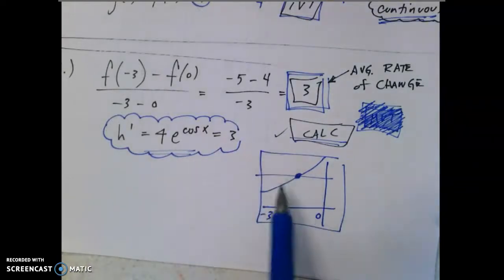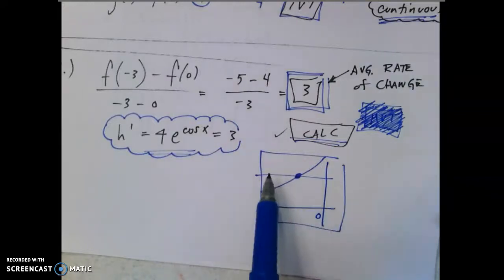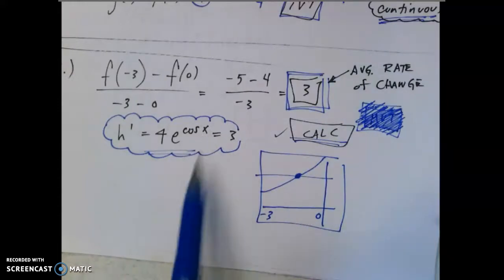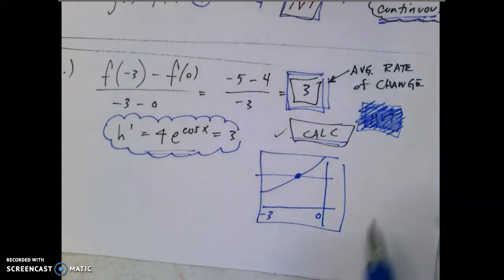If we wanted to solve it algebraically by hand, we would divide by 4, take the ln of both sides and do cosine inverse, but because we have our calculators available to us, we need to know that we just do that. All right, it comes up to -1.8 something.